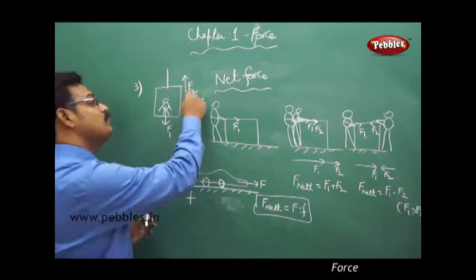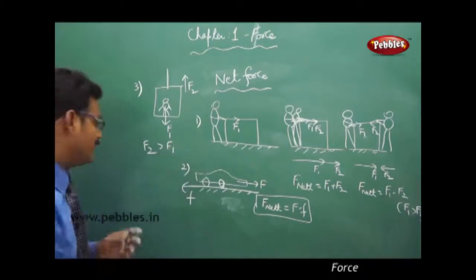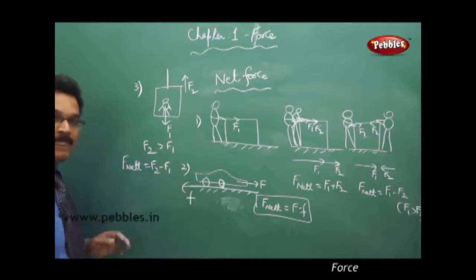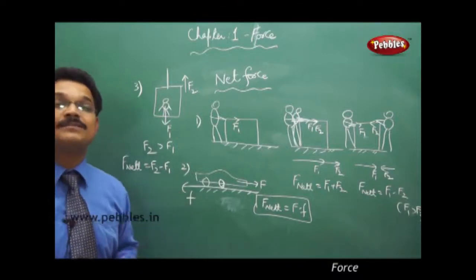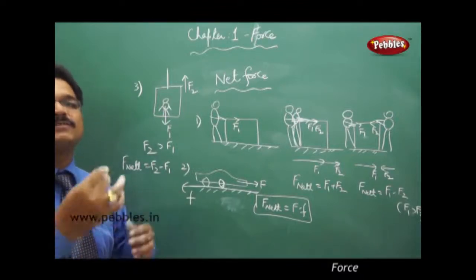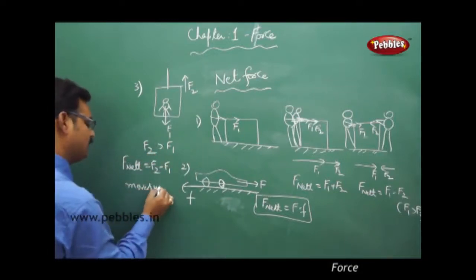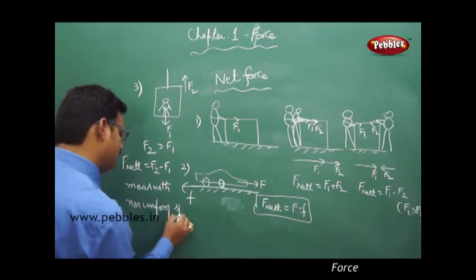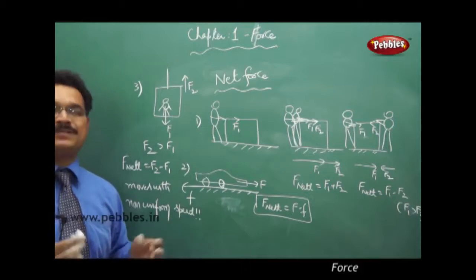Generally, F2 force will be greater than F1 force. F2 force is greater than F1. Therefore, net force is F2 minus F1. When the net force is existing, then this elevator doesn't move with the constant speed. It moves with different speeds. That's why we say elevators move with non-uniform speed. Non-uniform speed means not a constant speed.